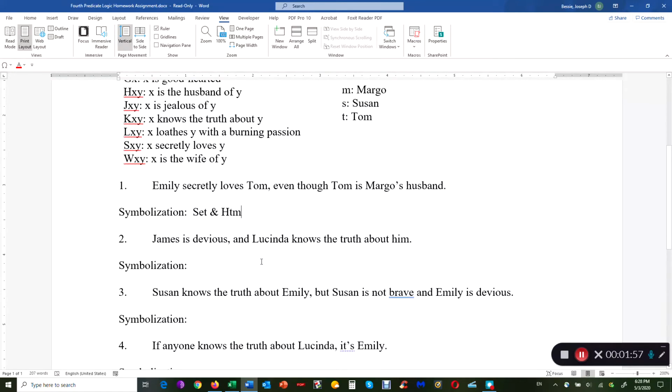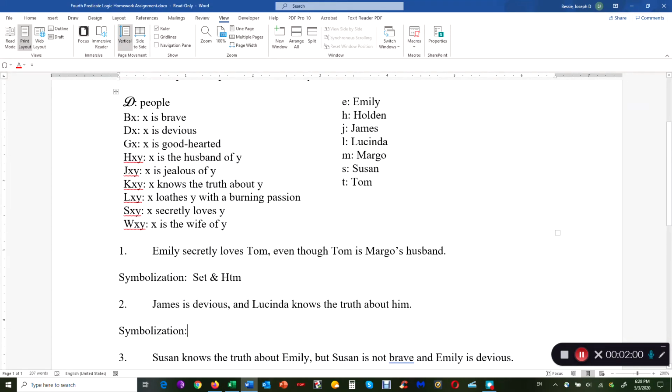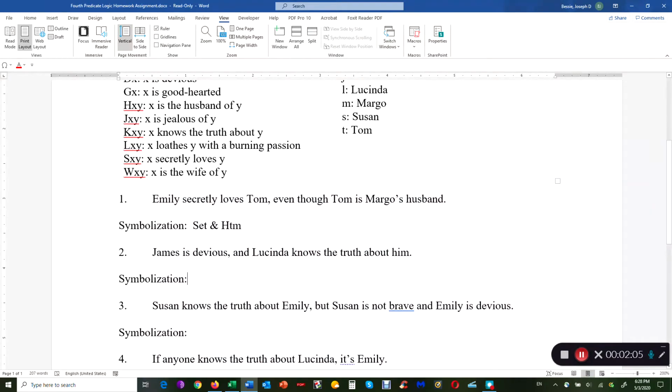The next one, James is devious. So DX means X is devious. J stands for James. So James is devious. Deviousness applies to James. And is just the ampersand. Lucinda knows the truth about him. KXY means X knows the truth about Y, right? So we want to say Lucinda knows the truth about him. There's the pronoun him. It refers to James. So we're talking about James. So K, Lucinda knows the truth about J, James.